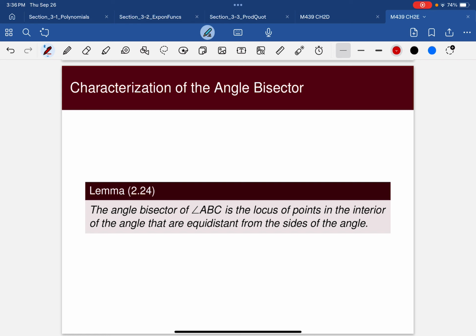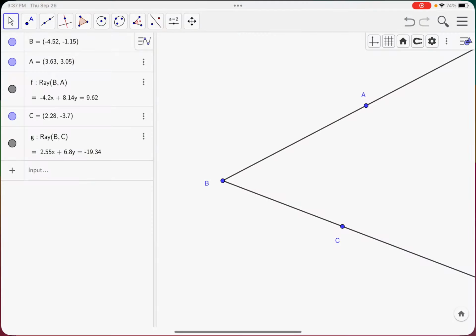Well, it turns out that the angle bisector can be thought of as a set of points on the interior of an angle that are equidistant from the sides of the angle. So you might have never thought of it that way, but it turns out that this is a biconditional. If you're on the angle bisector, you're equidistant from the sides of the angle, and if you're equidistant from the sides of the angle, then you're also on the angle bisector. Let's see what that means in GeoGebra, just to get a good sense.